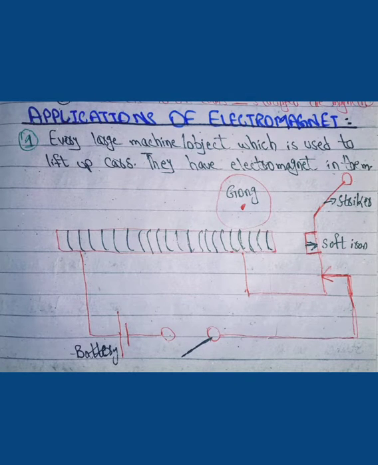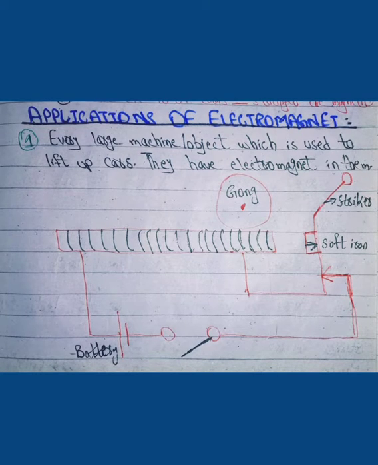Number three, nowadays the most commonly used application of electromagnetism is the fastest moving train, which is made by China, and the name is, I don't think I can pronounce it correctly, Shanghai Maglev. It's the fastest moving train around the world, and it works on the concept of electromagnetism. And the widely used application of electromagnetism is the electric bell.